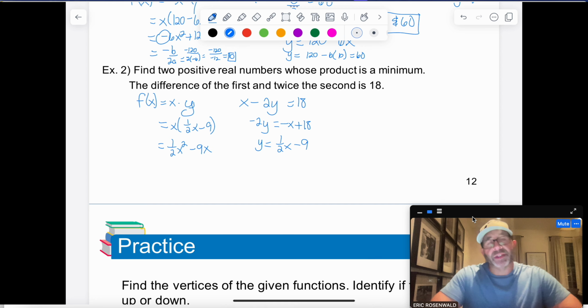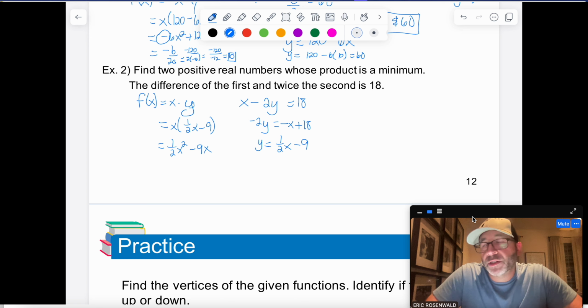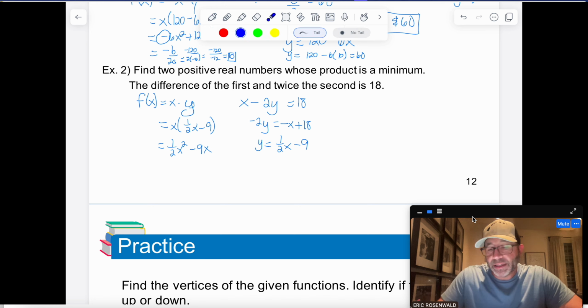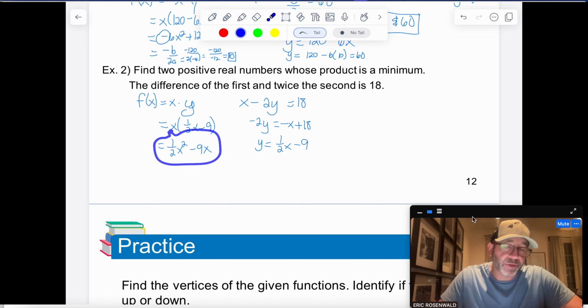Okay, I did this because when we do the quadratic function stuff, the negative b over 2a, it says x equals. Not y equals, it says x equals. So I needed all of my values over here to be in terms of x. That's why I needed to make that change.